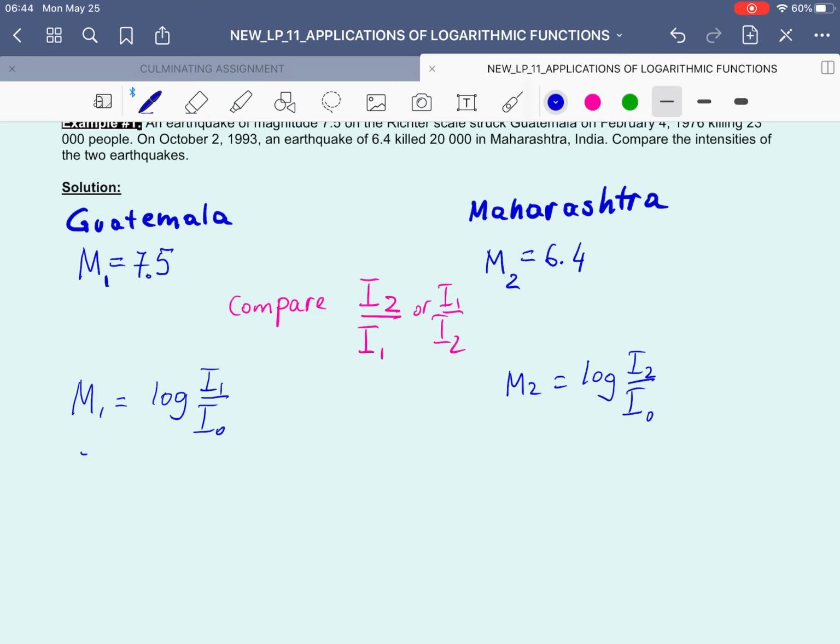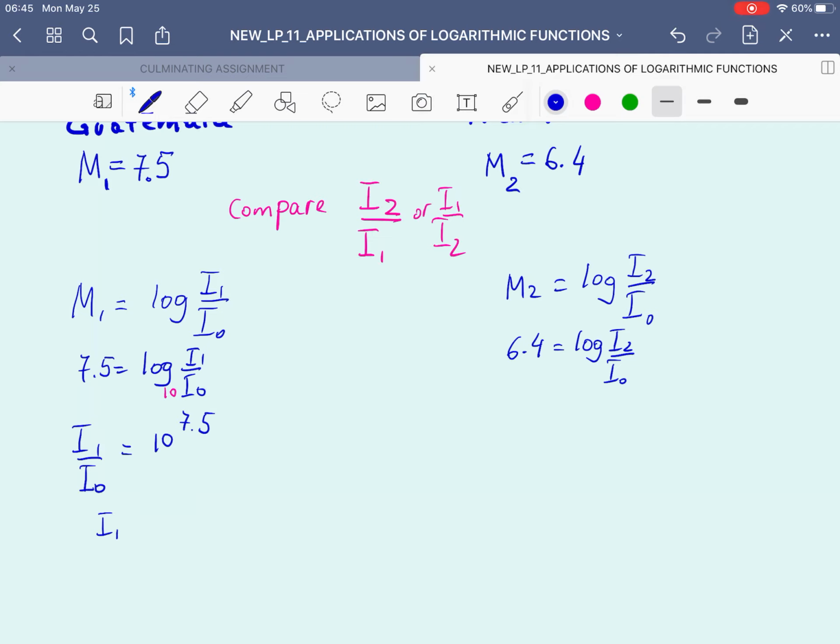So for M1, we'll have 7.5 equals log with base 10, obviously, of I1 over I0. And for M2, we have 6.4 equals log of I2 over I0. So we are trying to solve for I1. I1 is inside the log, which means that we have to use the definition of log in order to gain access to I1. So we're going to say that base 10 raised to the power of 7.5 will give I1 over I0. So again, I1 over I0 equals 10 to the power of 7.5, and that will make I1 equal to I0 times 10 to the power of 7.5.